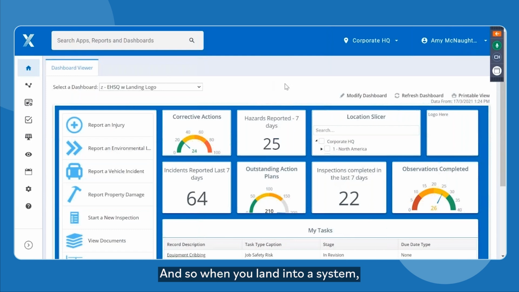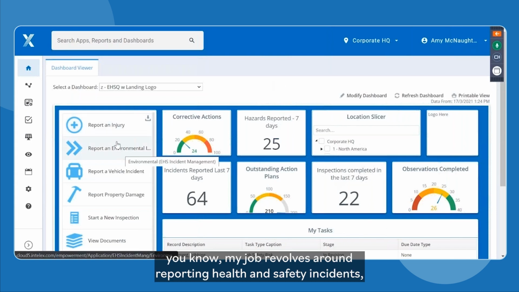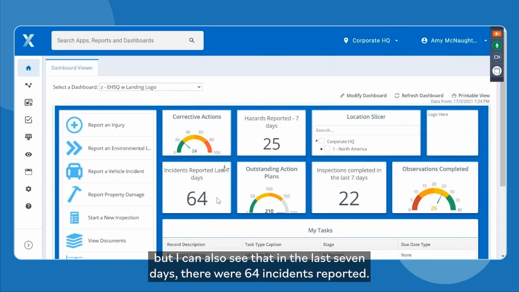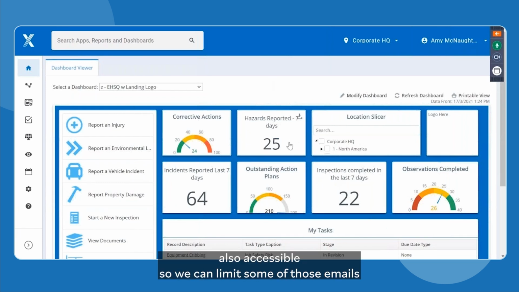recognized. And so when you land into a system, when you land into any type of analytics where you're trying to show people what they need to be doing, always have something there that they can then see, okay, my job revolves around reporting health and safety incidents, but I can also see that in the last 7 days, there were 64 incidents reported. There were 27 hazards reported. And make that data also accessible so we can limit some of those emails that are going out so that data doesn't become white noise.